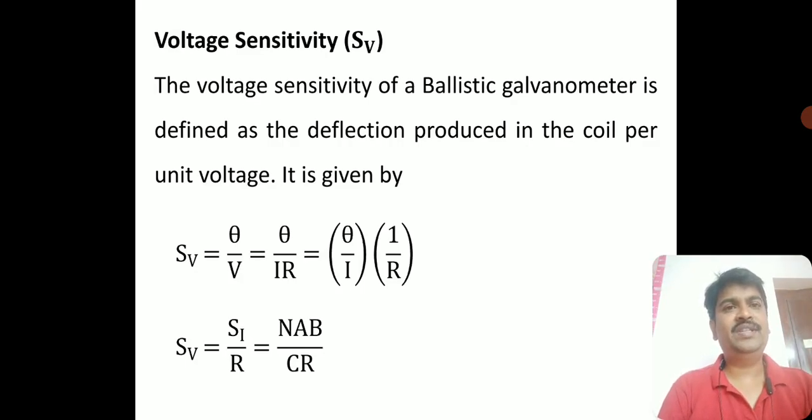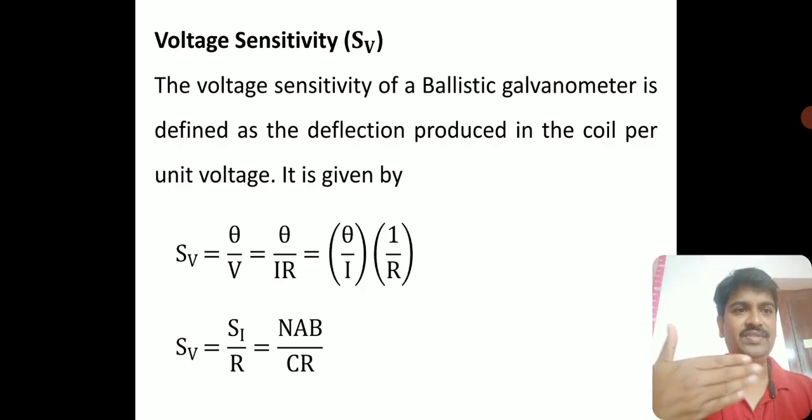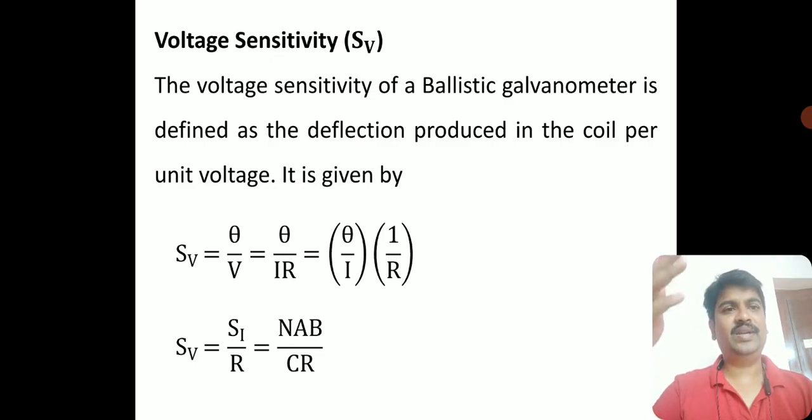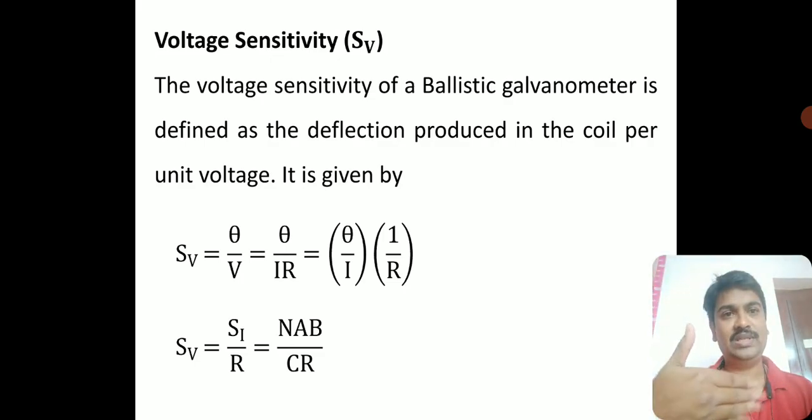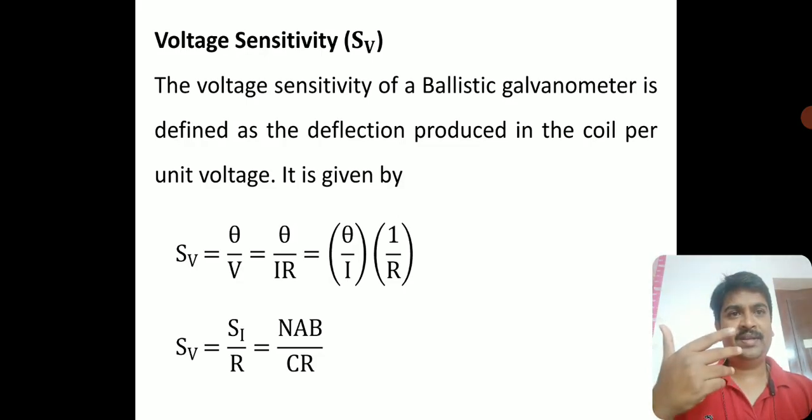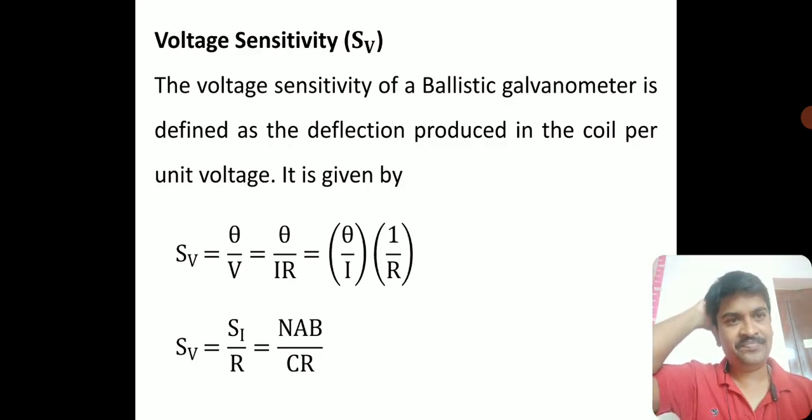One more definition is the voltage sensitivity of the ballistic galvanometer, which is defined as the deflection produced in the coil per unit voltage. If you establish a unit voltage and see the deflection produced in the coil, that deflection is called the voltage sensitivity. It is again represented by SV, which is theta by V.